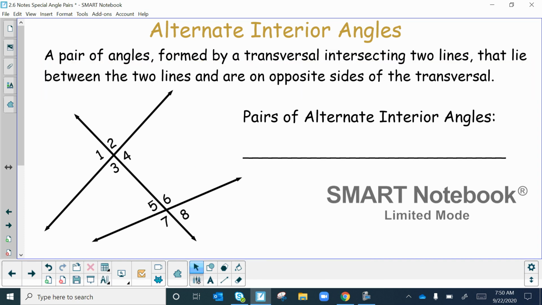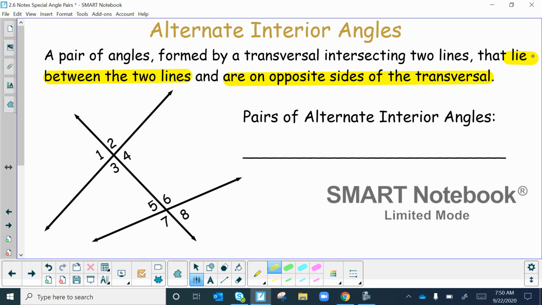Alternate interior angles are formed by a transversal intersecting two lines, okay? But these are going to be on opposite sides of the transversal, okay? So they're going to be on opposite sides of the transversal and in between the two lines, okay? So they lie between the two lines and are on opposite sides of the transversal. So where's in between the two lines, okay?